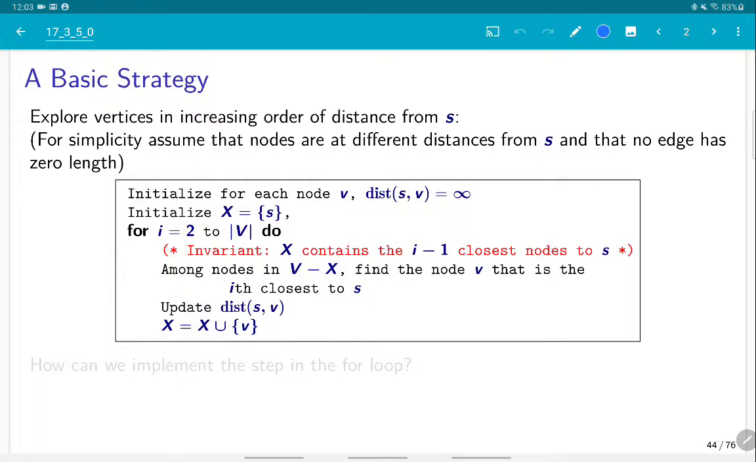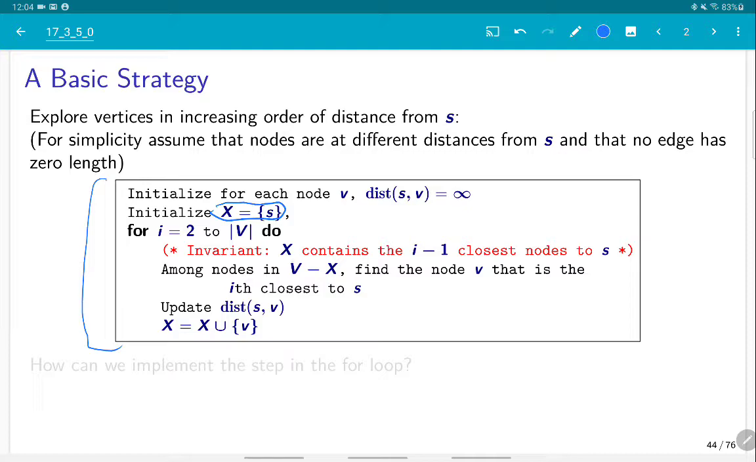So the basic strategy would be to repeatedly do the following. Let me first describe the meta algorithm, and then we will go again into how to do it. Initially X, the set of vertices we know the distance to, includes only the source. And now X is going to be containing the I-1 closest vertices to S. That is going to be the invariant.